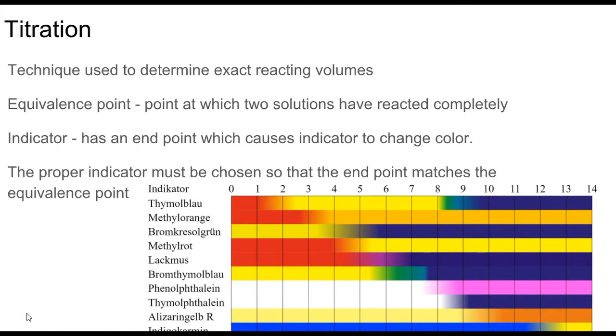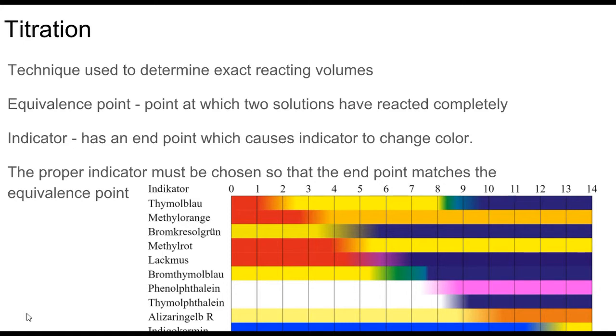Last thing that we're going to talk about is titration. This is a technique used to determine the exact reacting volumes, usually done several times to get an average. A couple of terms that we need to go over. The equivalence point is the point at which the two solutions have reacted completely. So if you're going to do an acid-base titration, it's when the amount of acid has completely reacted with the amount of base. Now normally we add an indicator to these solutions to help us find the endpoint.